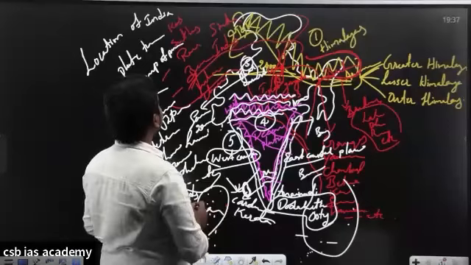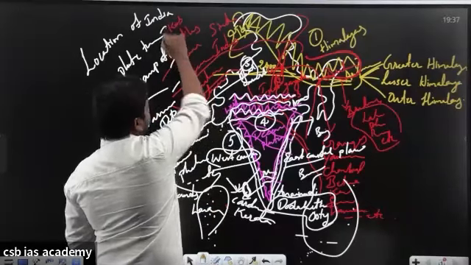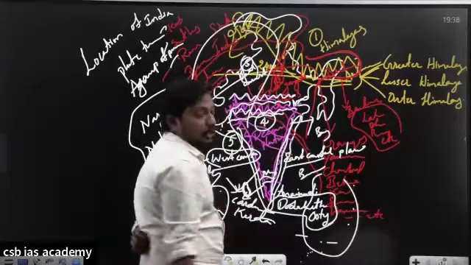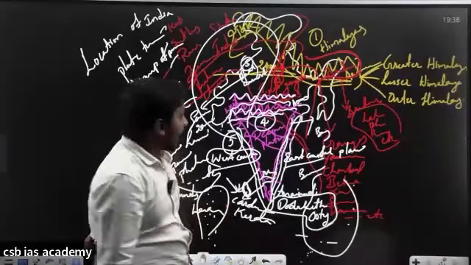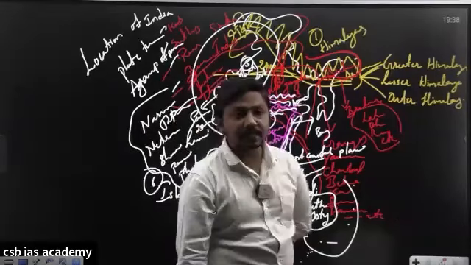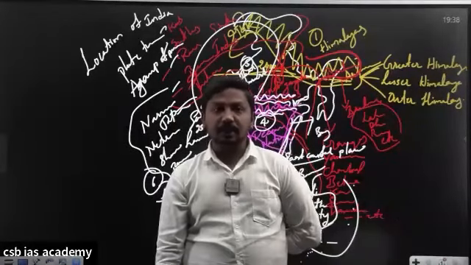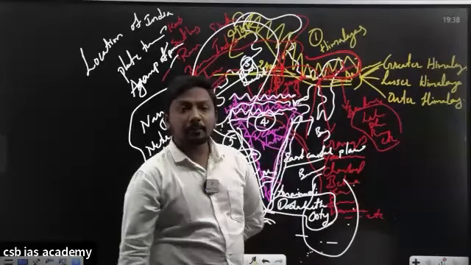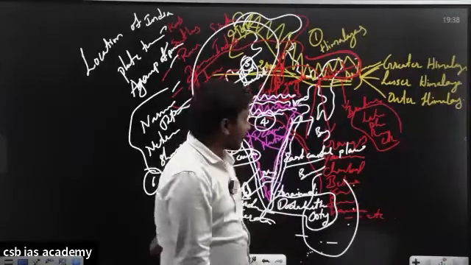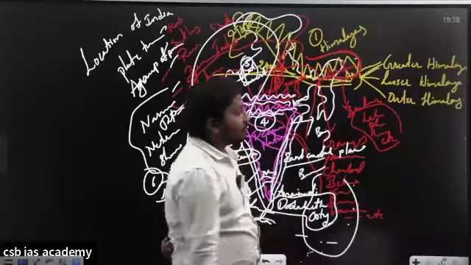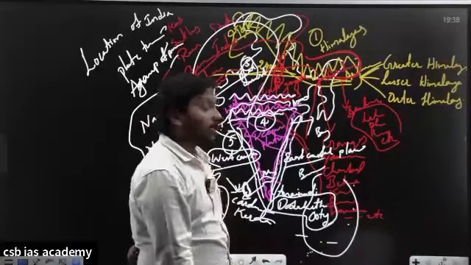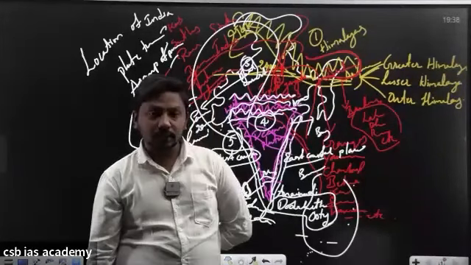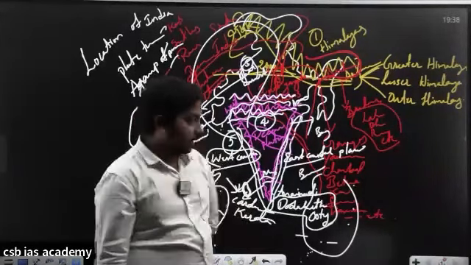The River Indus and its tributaries like Jhelum, Chenab, Beas, Ravi, and Satluj form the western part of the Indo-Gangetic plains, right? And the central part of the Indo-Gangetic plains is formed by River Ganga and its tributaries like Yamuna, Chambal, Betwa, Ken, Son. And after that, the easternmost part of the Indo-Gangetic plains is formed by the river Brahmaputra and its tributaries like Dihang, Dibang, Lohit.